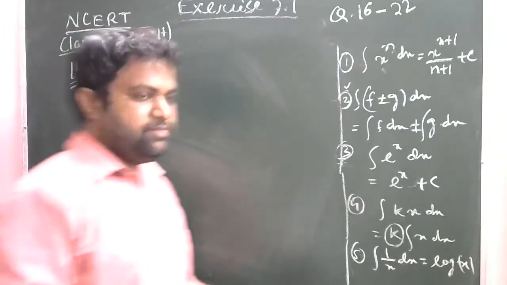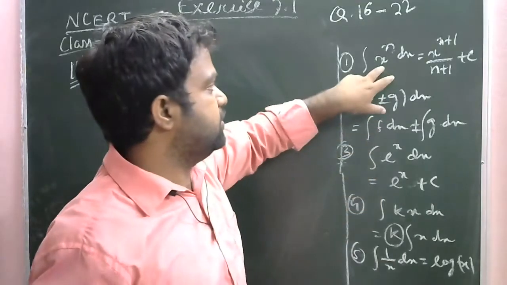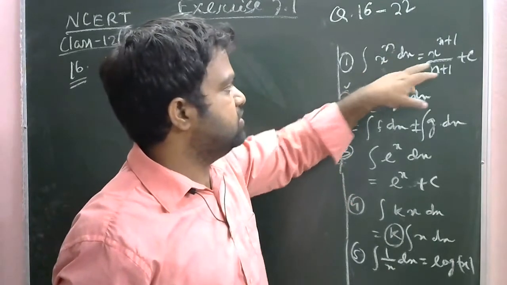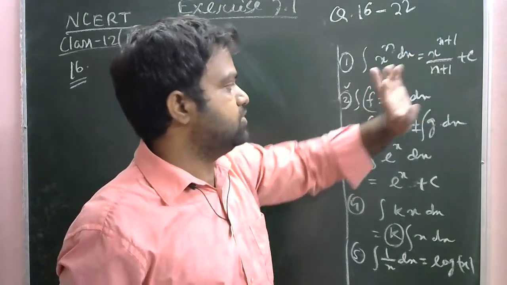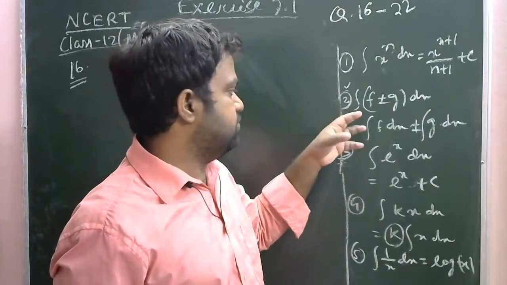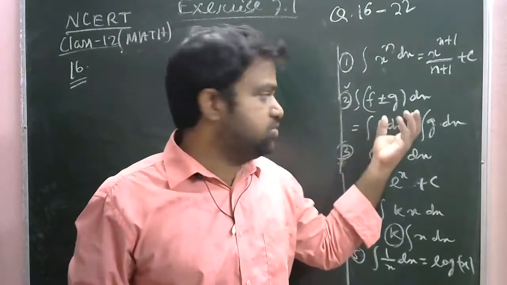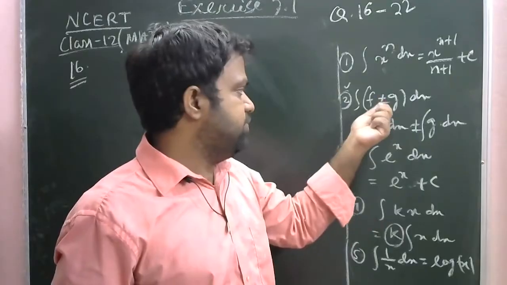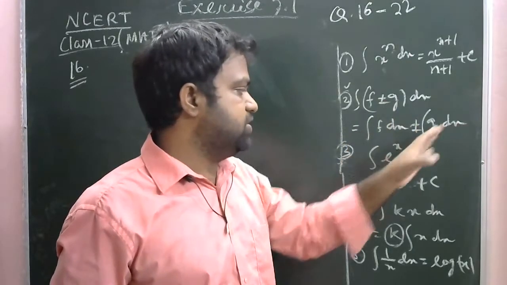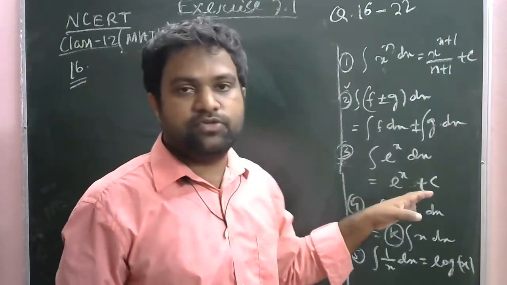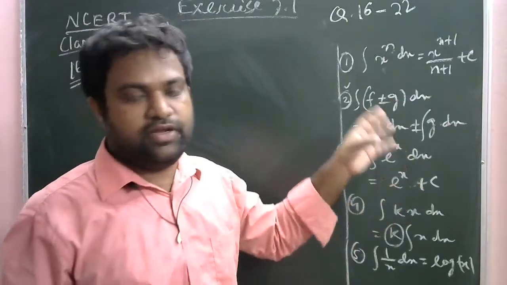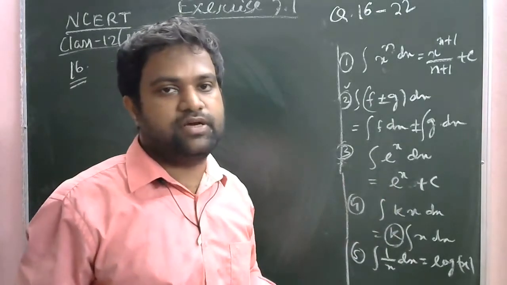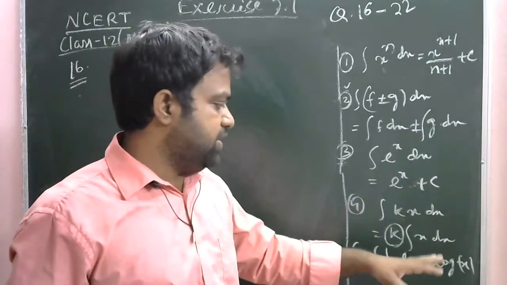The base formula, which I also mentioned in the last video, is x to the power n: its integration is x to the power n plus 1 by n plus 1 plus c. Another important formula: if two functions f of x and g of x are added or subtracted, then we can find the integration individually. The integration of e to the power x is the same, e to the power x plus c. We write c for all indefinite integrals, where the lower and upper limits are not known to us, which is why we add a constant here.